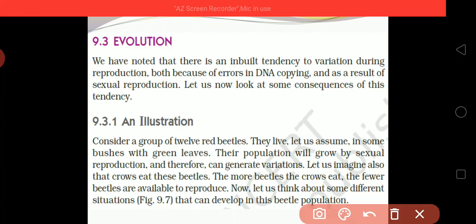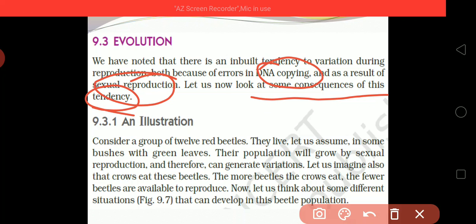This is because of the error in a DNA copy. As a result, what will be seen is sexual reproduction. Let us now look at some consequences of this tendency. Due to this tendency and error, we can see a variation in the structure of a newborn baby because of an error in a DNA copy, which we call evolution.